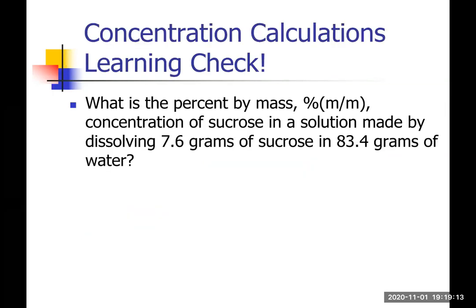So let's look at a calculation for percent by mass. This question says, what is the percent by mass concentration of sucrose in a solution made by dissolving 7.6 grams of sucrose? So we know that we have 7.6 grams, and we know that sucrose is our solute. We're dissolving that in 83.4 grams of water.